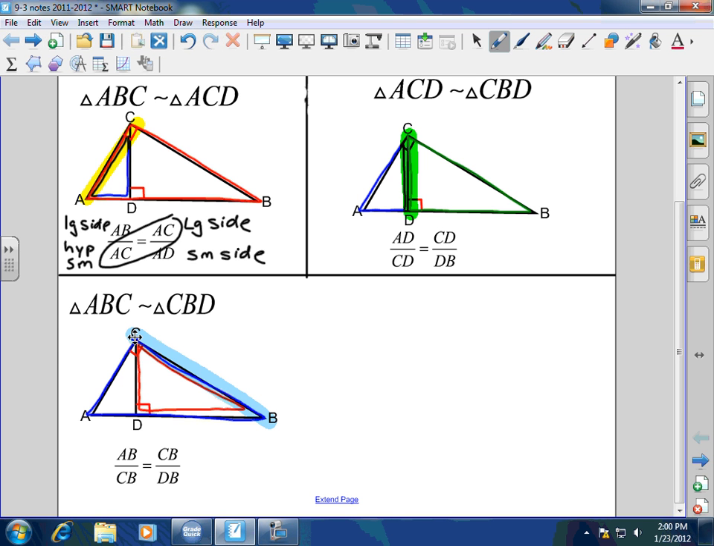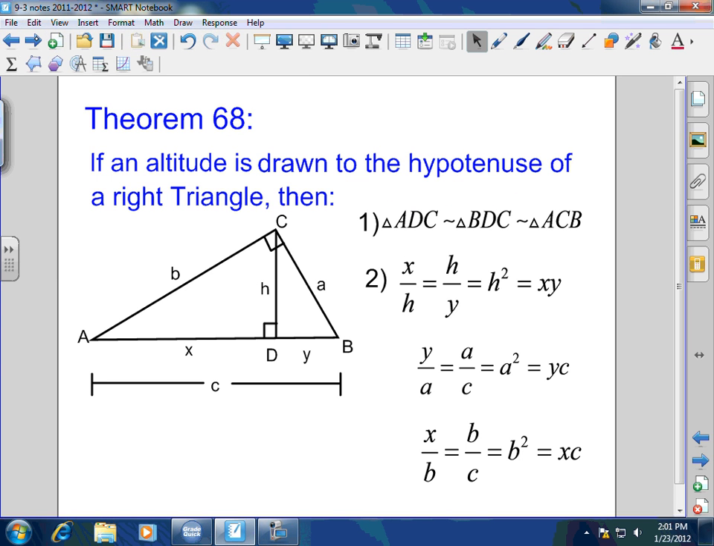Yes, sir. No, this is not like the way we were doing it before. We're not going from technically corresponding parts because now we have a shared side. So this only happens, this only occurs when you have an altitude coming from a right angle. And that's why, actually, great question, we have a theorem for it.